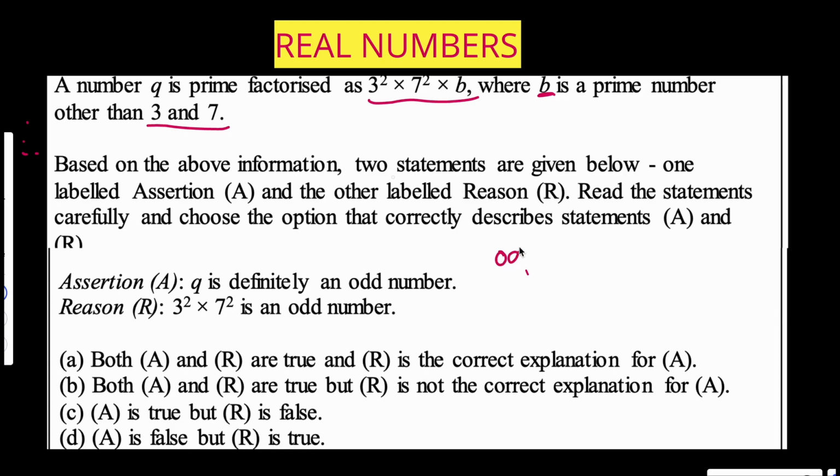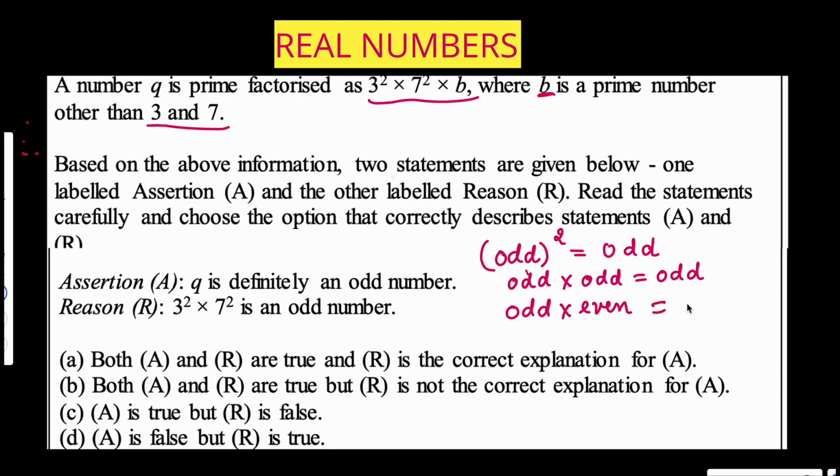Here, any odd number square is always odd. When two odd numbers are multiplied, the product is always an odd number. Odd number into even number, the product is always even. Now it is given, prime factorization of q is 3 square into 7 square into b. So 3 square is odd, 7 square is odd. Odd into odd, we are getting this product is odd.